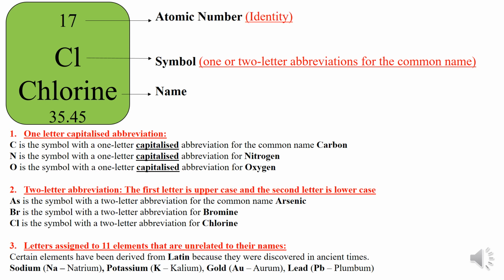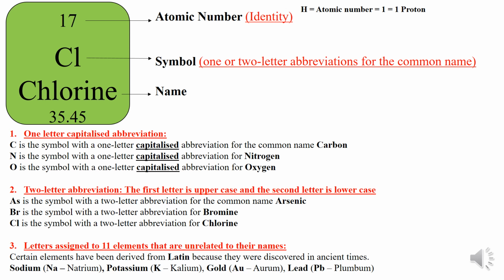Now coming to the most important information about the element, that is atomic number. Atomic number gives identity to the element. What is atomic number? Atomic number is the total number of protons, positively charged protons present in the nucleus of the given atom. So atomic number of chlorine is 17 because the total number of positively charged protons present in the nucleus of chlorine atom is 17. So atomic number of chlorine is 17 and therefore it is the 17th element in the periodic table.